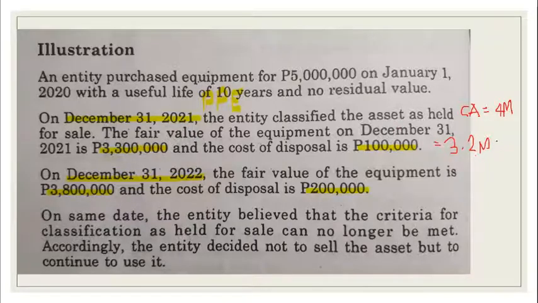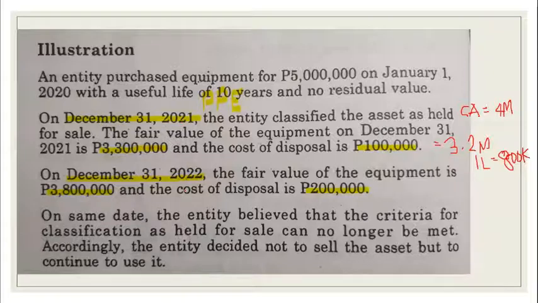Now, take note, your fair value is lower than your carrying amount. So, you need to recognize an impairment loss of 800. So, again, it is 800 here. I'm so sorry, it's so hard to write using a mouse. So, you have an impairment loss of 800K.